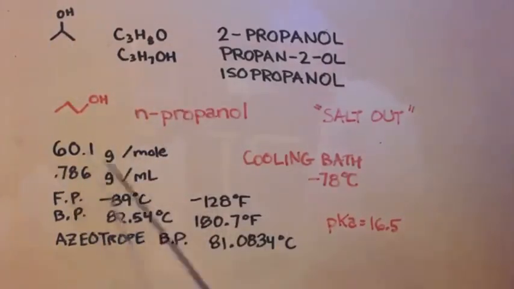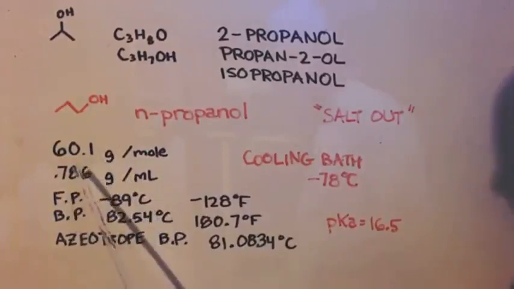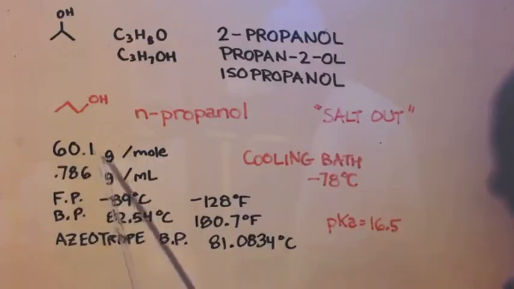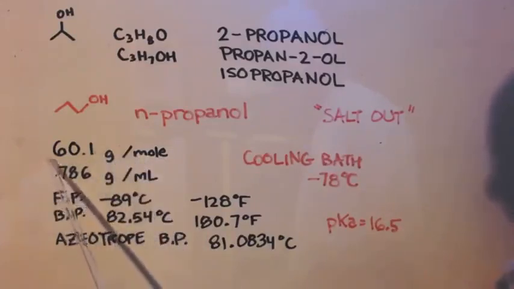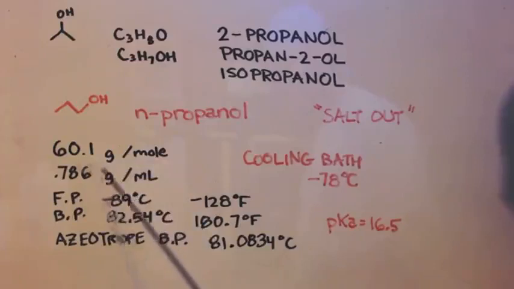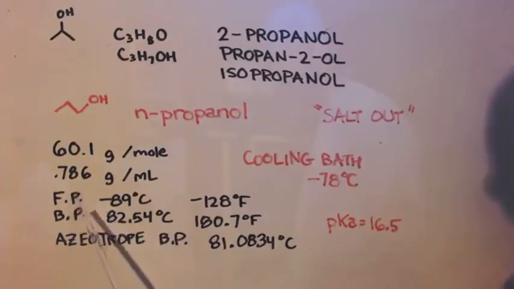So anyways, here's a couple facts about it. The molar mass, density. And remember, I told you if you wanted to figure out milliliters per mole, you just put a little line here and divide this into that, and your answer will be milliliters per mole. Freezing point, because it's a liquid, so I didn't put melting point. Boiling point, azeotrope boiling point.